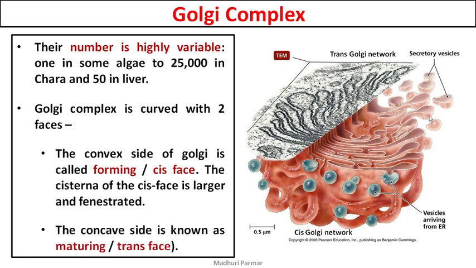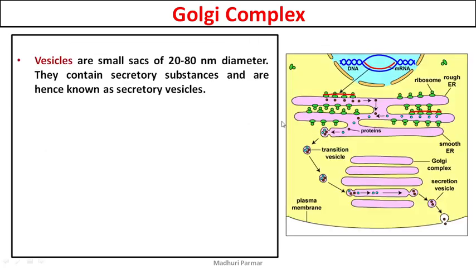On the other end, it is called the trans face or maturing face. Forming face and maturing face, cis Golgi and trans Golgi. So this here is called the trans Golgi network. It is comparatively smaller in size, which you can see, and it is less fenestrated. Clear? So these are the two faces of Golgi, and with this we end the structure component of the Golgi complex.